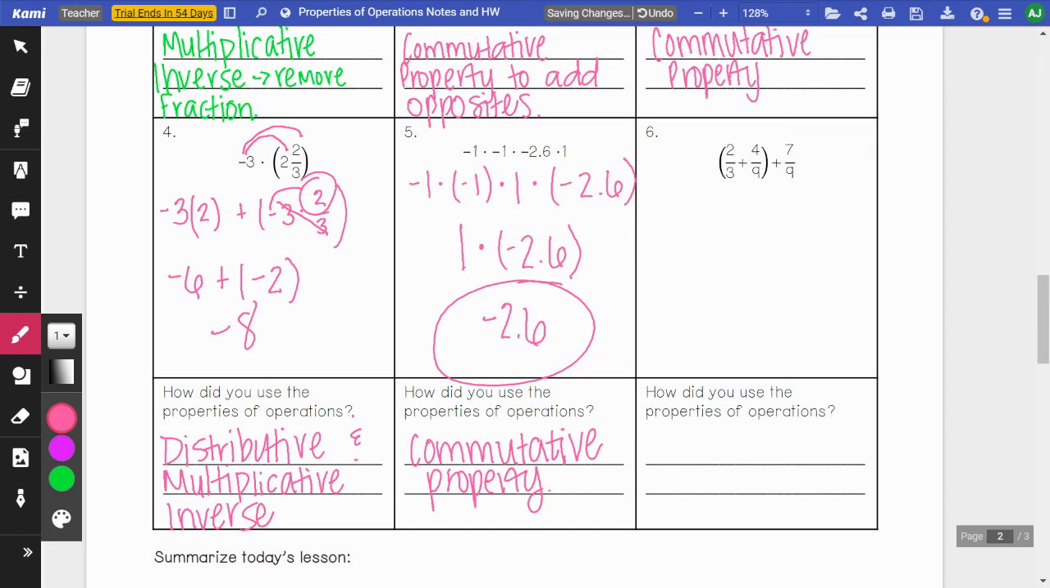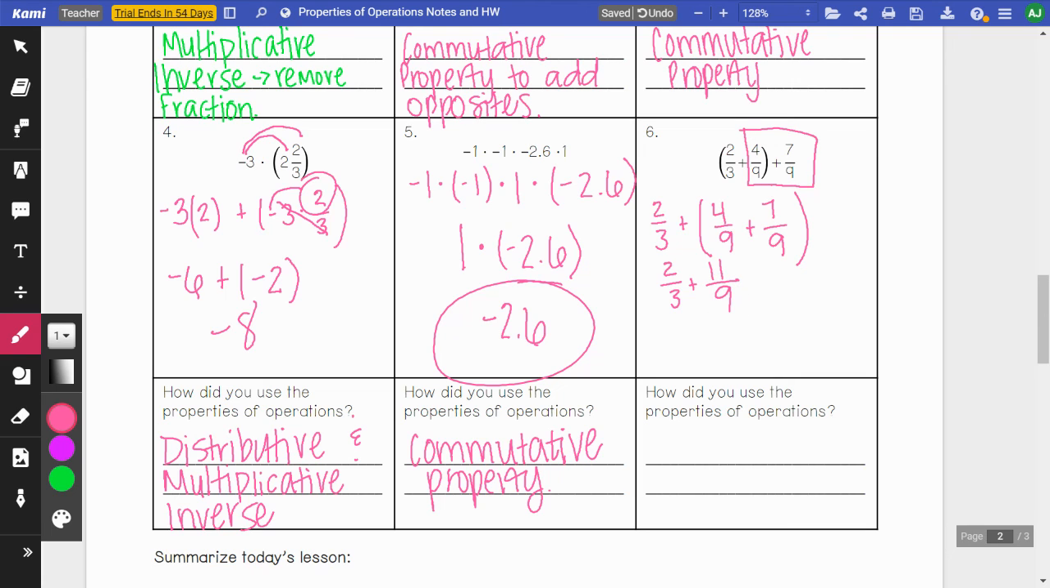All right, then last but not least, I have 2/3 plus 4/9 plus 7/9. I want to use my associative property on this problem because I want to group my two fractions that have common denominators first, and then I can add all my 2/3. So that's what I'm going to do. 2/3 plus parentheses 4/9 plus 7/9, because I want to do this first because they have common denominators. 2/3, 4 plus 7 is 11/9.